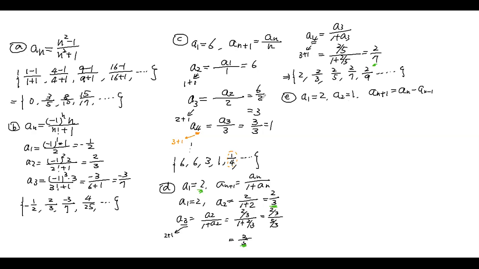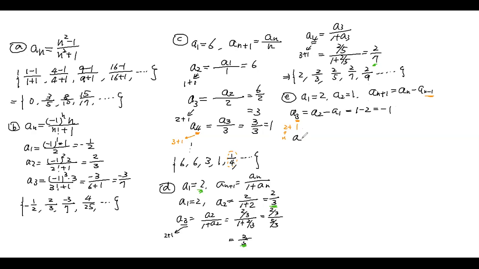So now we are given A1 and A2. Let's try A3 here. First take a look at the 3. 3 means 2 plus 1, so that means my n is 2 here. So it's equal to A2 minus A(n-1), so 2 minus 1 is 1, so minus A1. So what is this? It's 1 minus 2, which is negative 1.